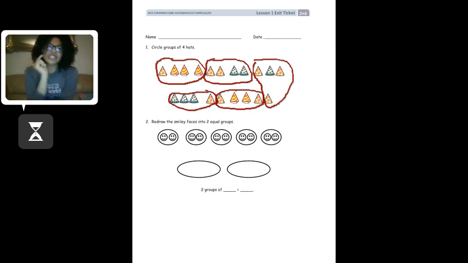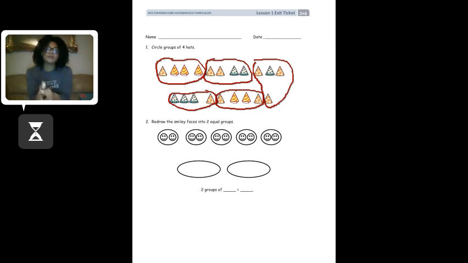So let's see, how many red circles, how many groups did we make? Let's count. 1 red circle, 2 red circles, 3 red circles, 4 red circles, 5 red circles. So we have 5 red circles. That's 5 groups of 4 hats. That's 5 equal size groups that have 4 hats in each group.